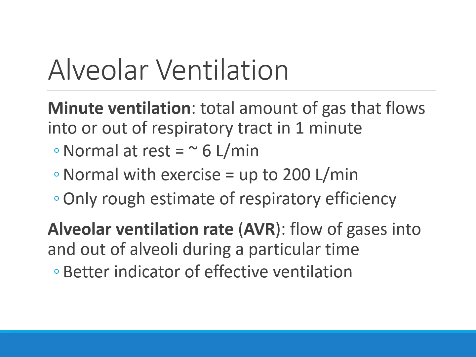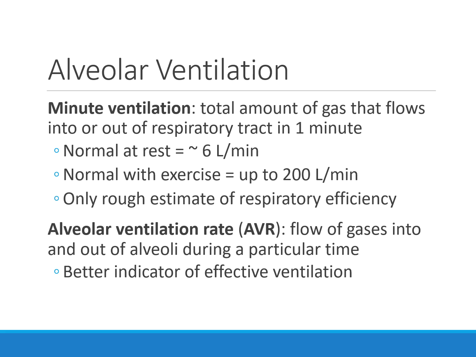We also measure minute ventilation. This is the amount of gas that flows into and out of the respiratory tract in 1 minute. At normal rest, we're talking about 6 liters per minute. So 3 2-liter Coke bottles at rest per minute. If we start exercising, that can go up to 200 liters per minute. This is only a rough estimate of respiratory efficiency.